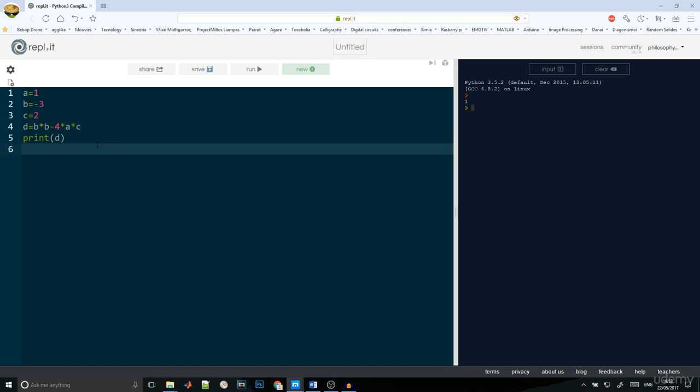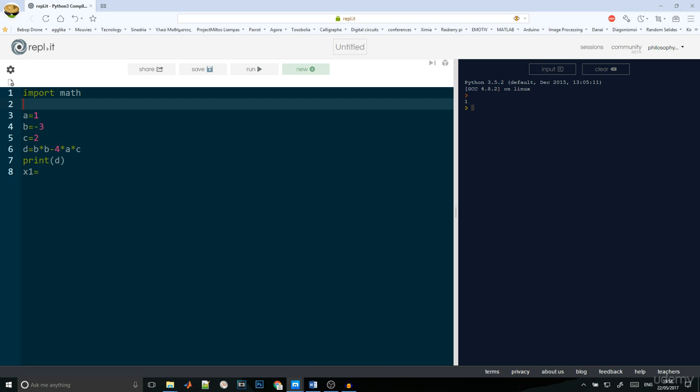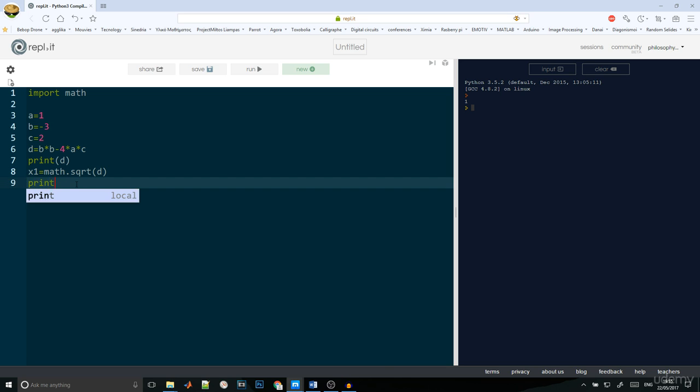In addition, we will calculate the x1. For this equation, we need to use the square root of d. Fortunately, Python has already embedded the function sqrt that can do the trick. But first, we need to import a math library. And then we can call the square root function. For example, we can write math.sqrt of d. And we can print the results.